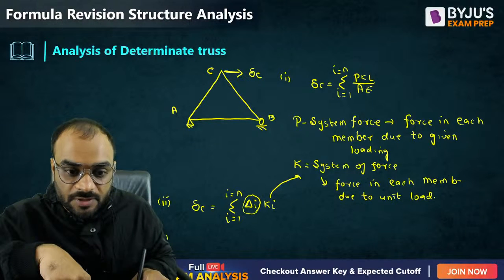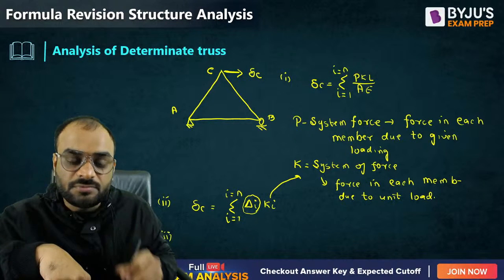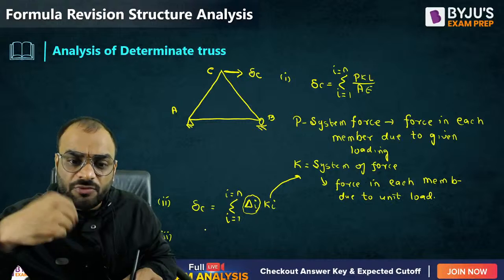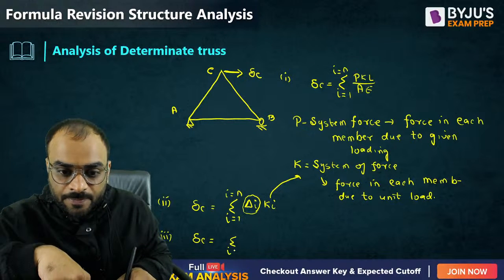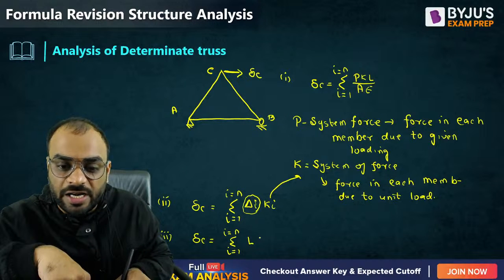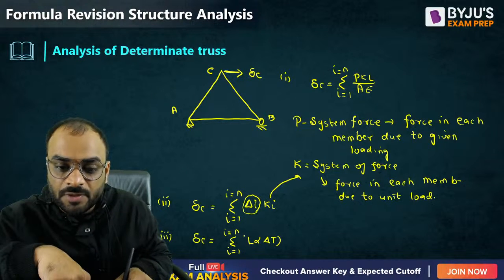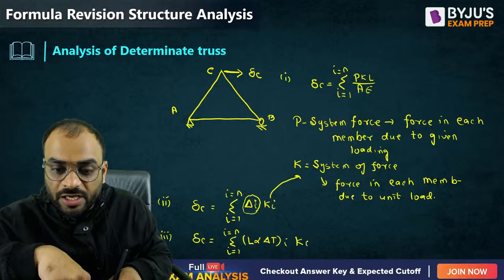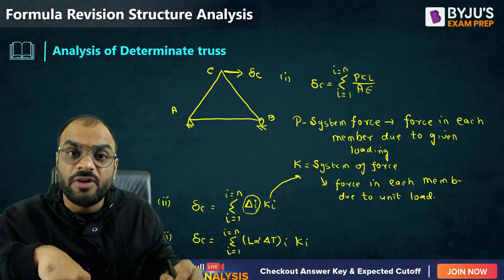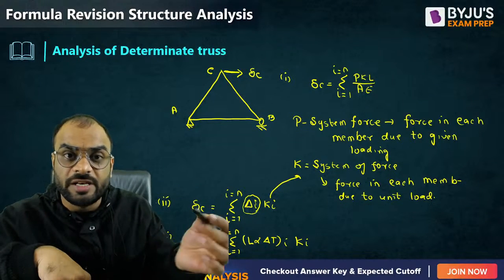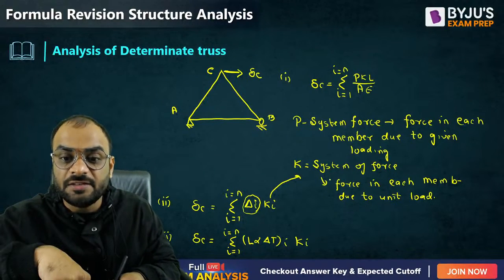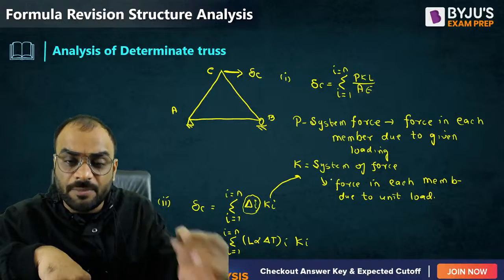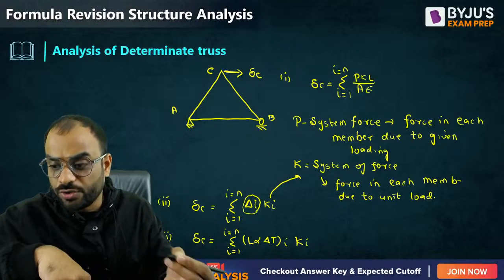Next one is, let us suppose if change in temperature is given for each and every member. So delta C can be written as summation from i = 1 to i = n. In place of delta i, you can write L alpha delta T i into ki. Now what is L? Length of member. Alpha, coefficient of thermal expansion. Delta T, change in temperature. What is ki? Again, it is the force in each member due to the unit load, right?